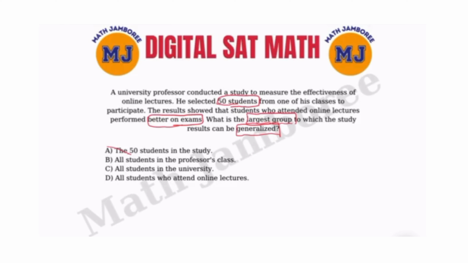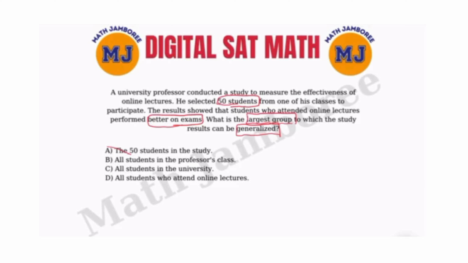B says all students in the professor's class. Now, the 50 students in one of his classes represent that one class, right? So that is a broader choice, more than 50 students, a larger group, and this can be generalized because it represents the professor's class. Alright, I'm feeling pretty good on B.